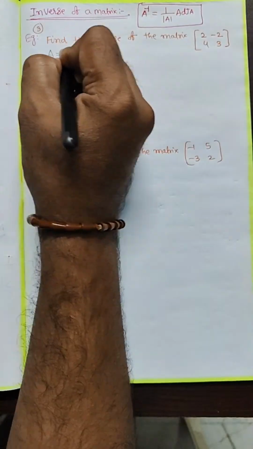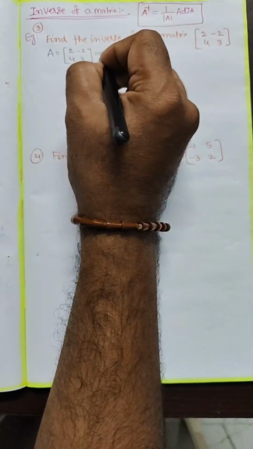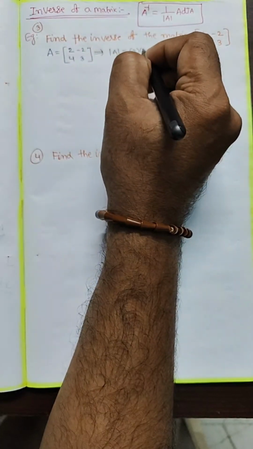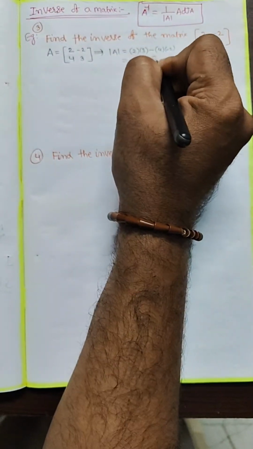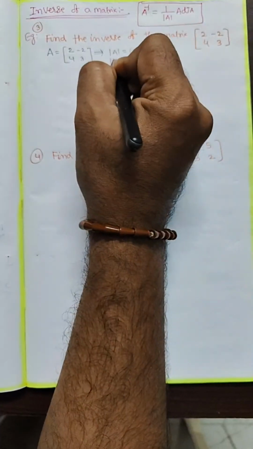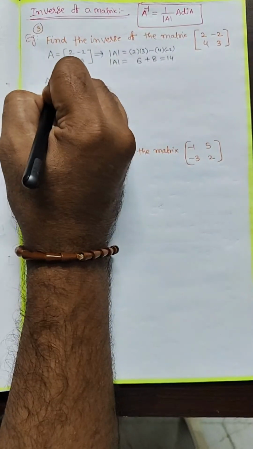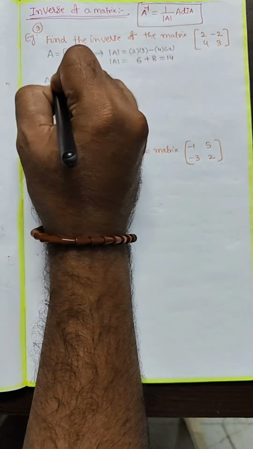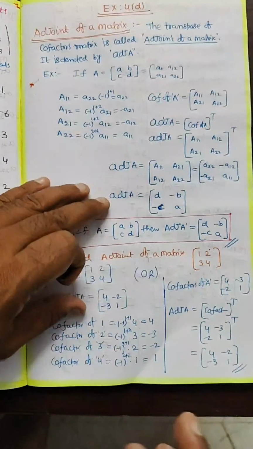So let A equal 2, minus 2, 4, 3. That implies det A, or determinant of A, equals AD minus BC. 2 into 3 minus 4 into minus 2, 6 plus 8, which is equal to 14. After that, adjoint of A. I already gave the shortcut formula, dear students, for adjoint A. Just once again I will show that. This is the adjoint A.